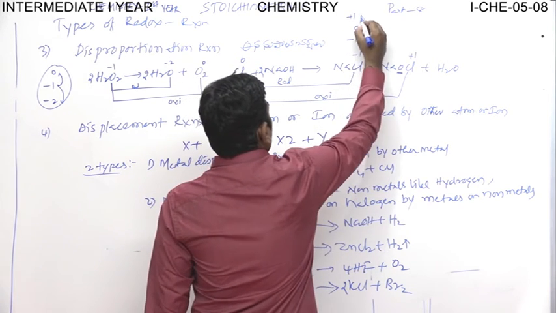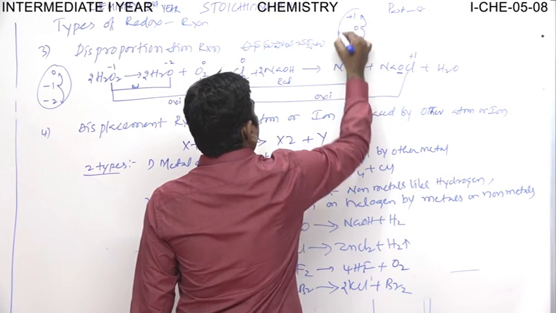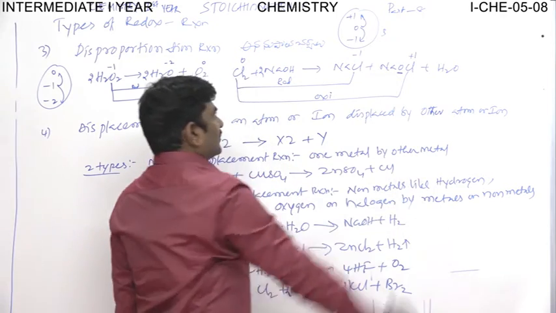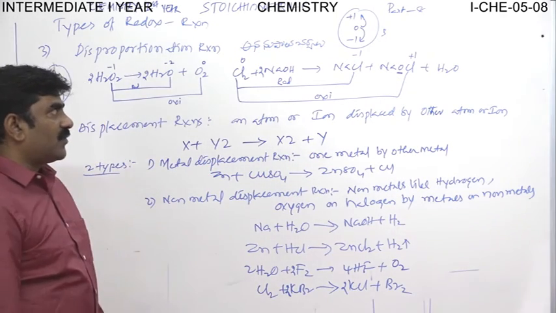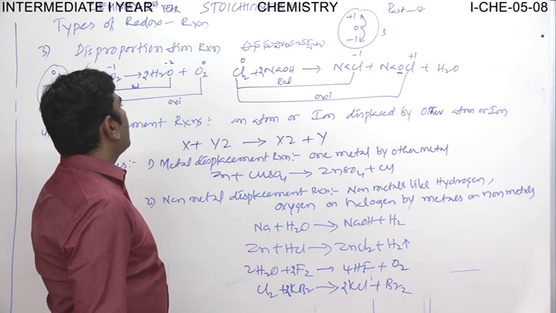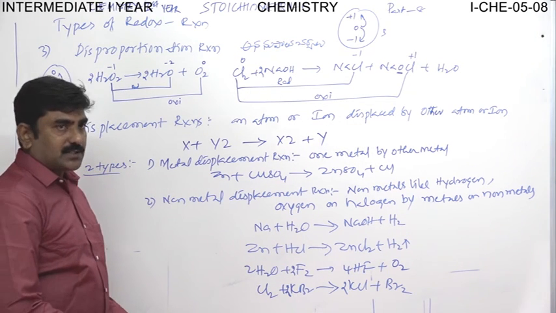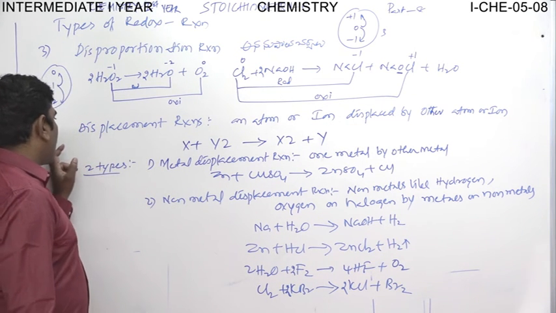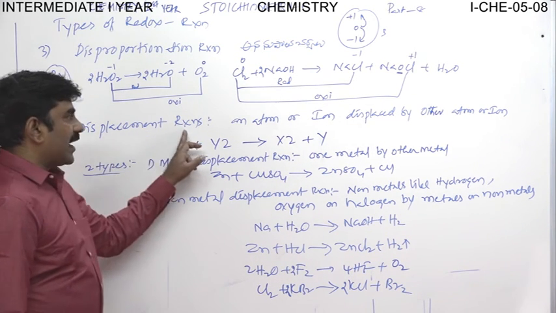So 0 to +1 and 0 to -1. How many oxidation states are we observing? 3 oxidation states. One is lower and another one is higher. So this type of reaction is called what? Disproportionation reactions. And another type is displacement reactions.